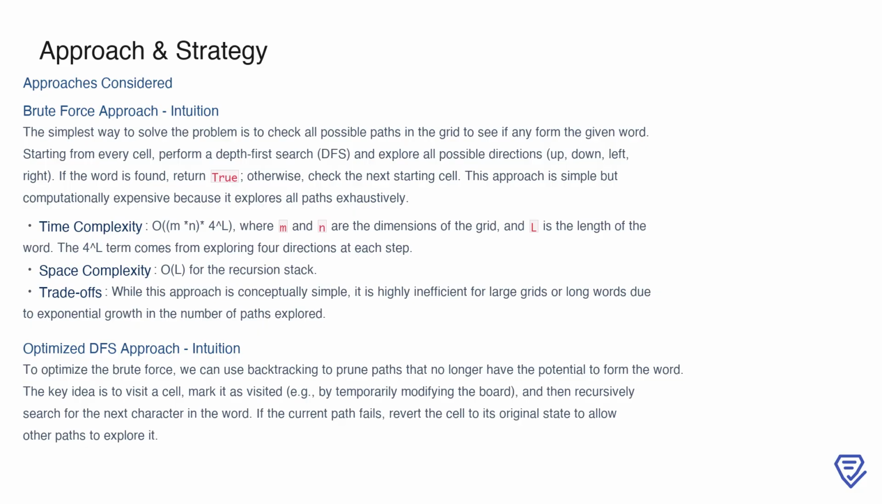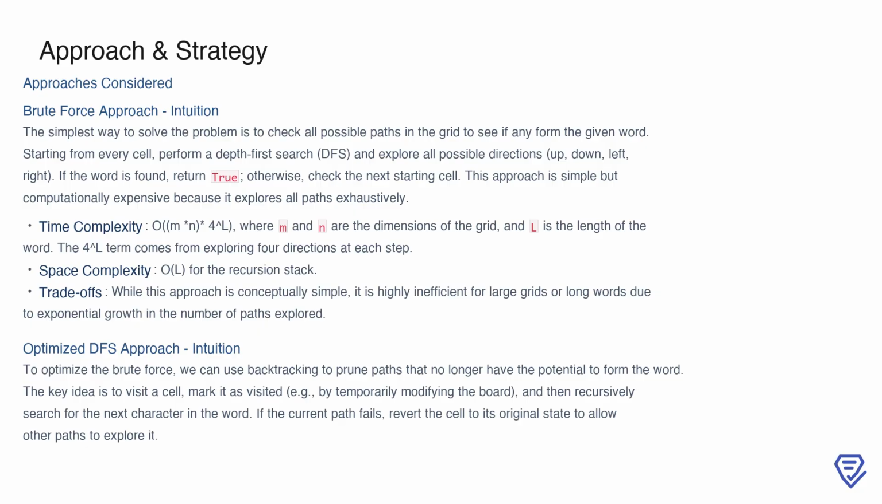While this method is conceptually simple and ensures that all possibilities are covered, it comes at a steep computational cost. The time complexity is O(m * n * 4^L), where m and n represent the grid dimensions, and L is the length of the word. This exponential factor arises because, at each step, we explore four possible directions. Space-wise, it requires O(L) for the recursion stack.